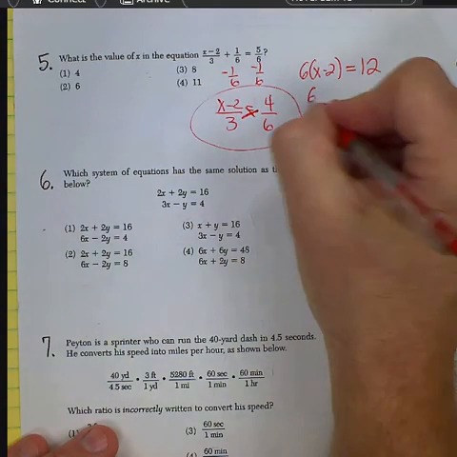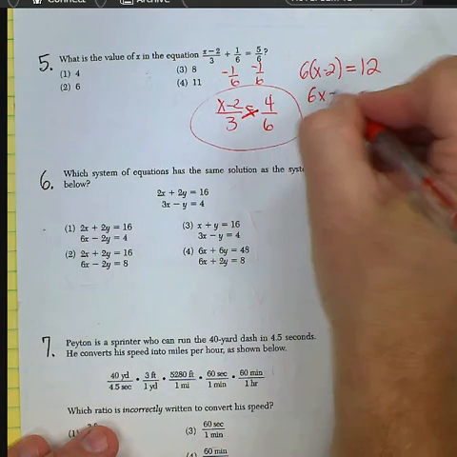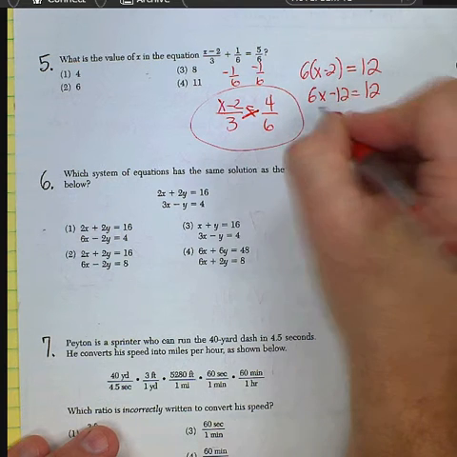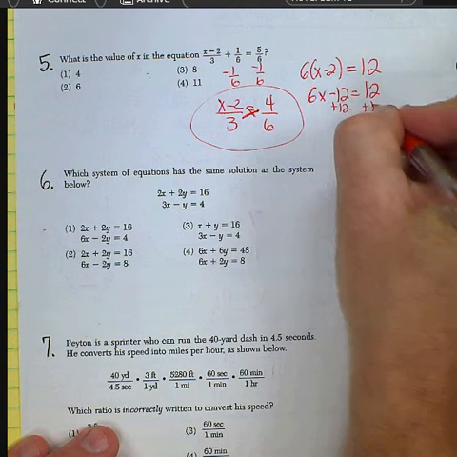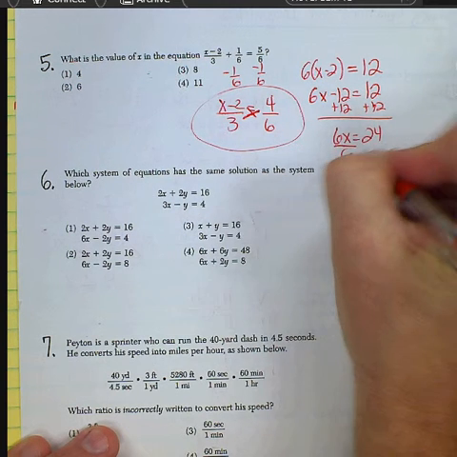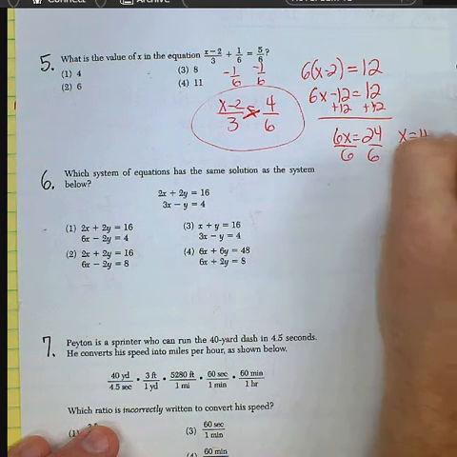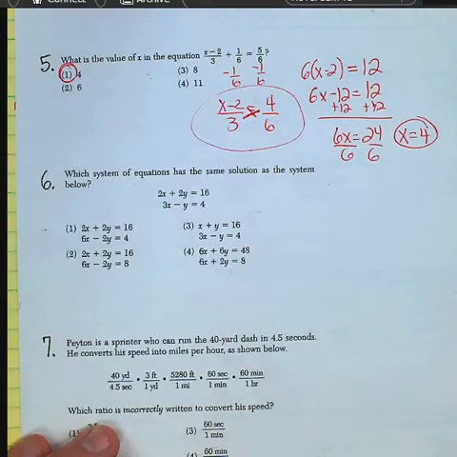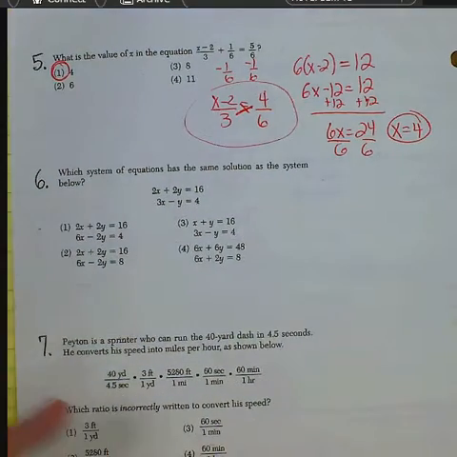I distribute. 6 times x is 6x. 6 times 2 is minus 12, is equal to 12. Add 12 to both sides. You can see where this is going now. This should be easy. 6x equals 24. Divide by 6. x is equal to 4. Choice 1. Okay.